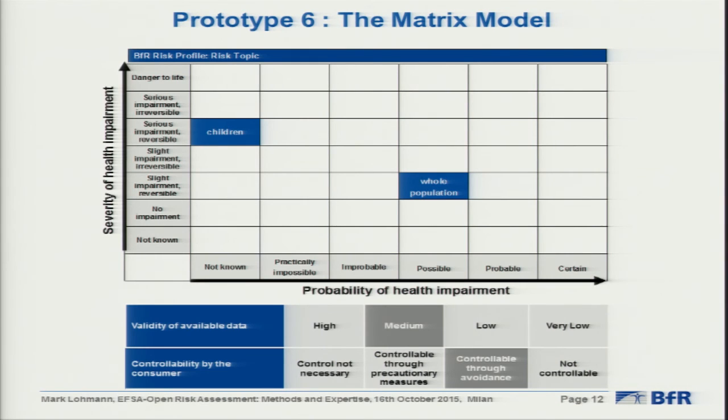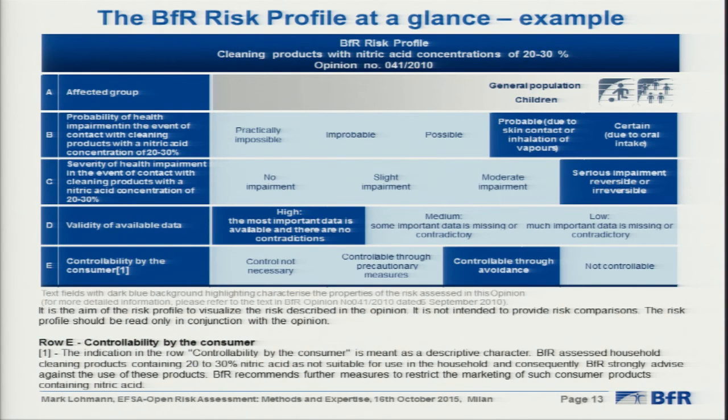We developed another alternative, a matrix model, and here we have again these categories, probability, severity of health impairment, divided here for the two different target groups, for children and whole population, and we add additional information about the validity of available data and controllability by the consumer. However, this matrix model was regarded as too complex because it represents two different visualization methods, and that's why we optimized the slider model.